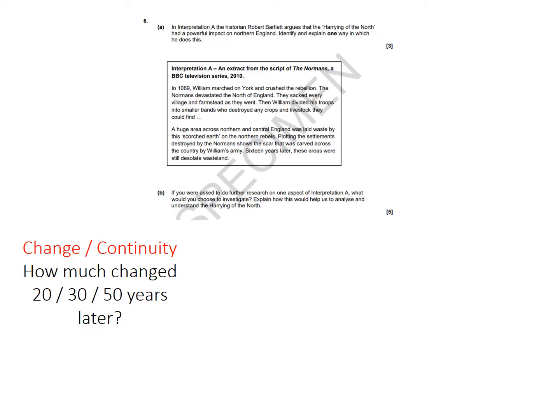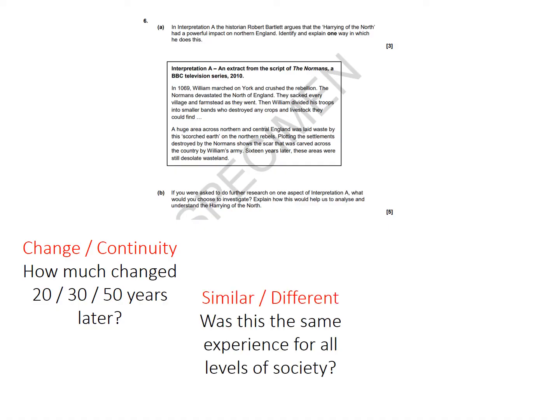So I could look at the Harrying of the North and think about how much things had changed over time. Or I could look at similarity and difference. Another aspect of further research is I could look at the question: was this the same experience for all levels of society? Was it the same for the Ceorls or the slaves of Anglo-Saxon England? Was it the same for women? I could easily look at that by looking at different parish records, and it would be really interesting.